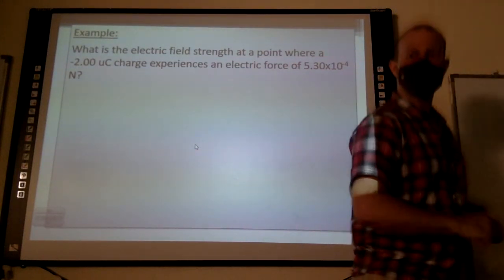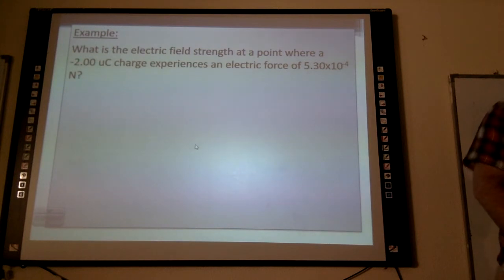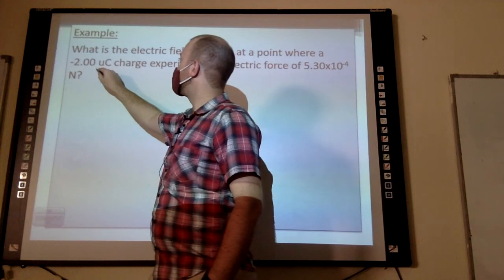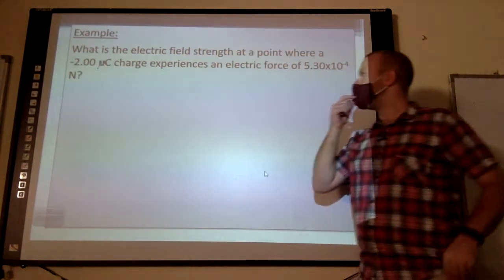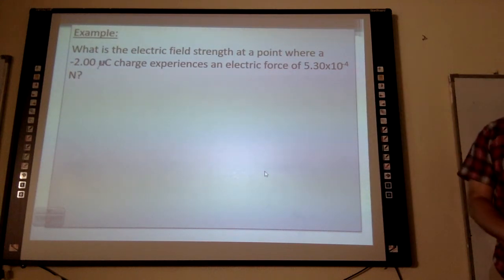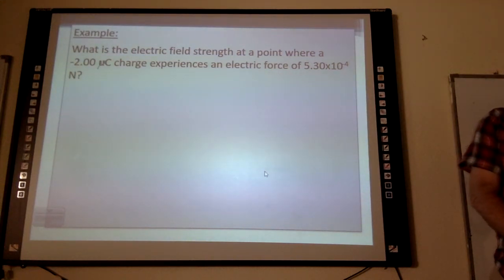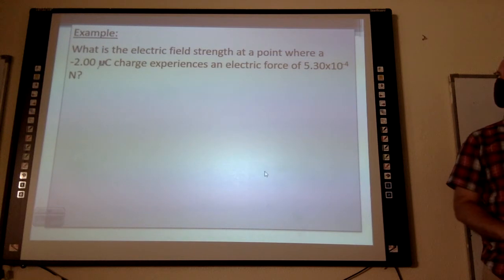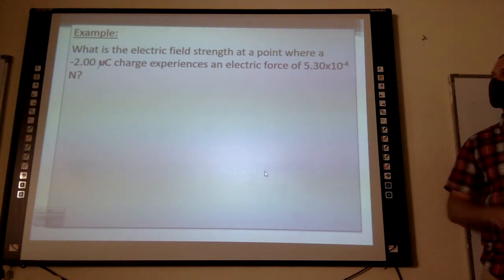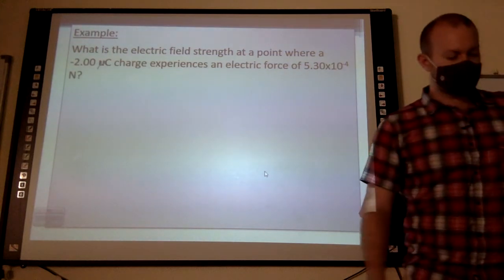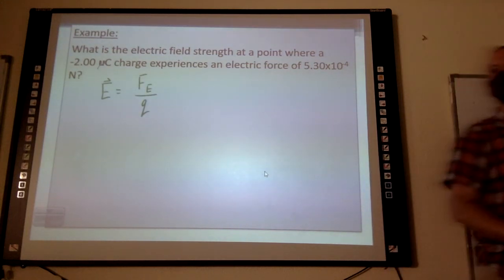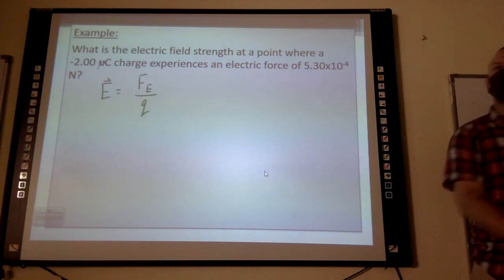Okay, here's the examples. Let's give this a try. What is our electric field strength at a point where this charge, which is a micro, so 10 to the power of negative 6 coulombs, will experience a force of this? So we want the field strength. We've got the charge of our test point, but we don't have the charge of whatever the object is. So this one, we're just going to use the very first equation I gave you. Electric field is the force divided by the charge. And again, the charge here is whatever our test point is.